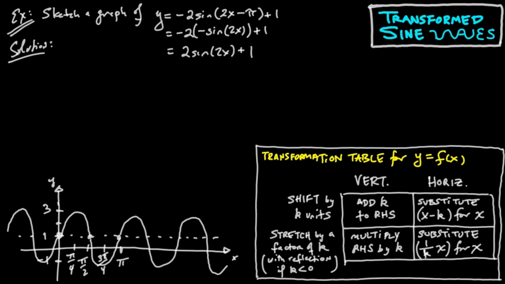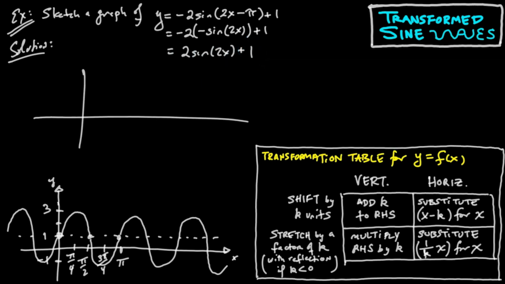In fact, just for fun, let's see if we can do this one with very minimal notes as opposed to maximal notes, like the first example we did. Let's just think about what we would have to do here. This is based on y equals sine of x. We can get to this by the following sequence of operations. Substitute 2x for x, then multiply the right-hand side by 2, then add 1 to the right-hand side. So if I think about those, what am I going to get?